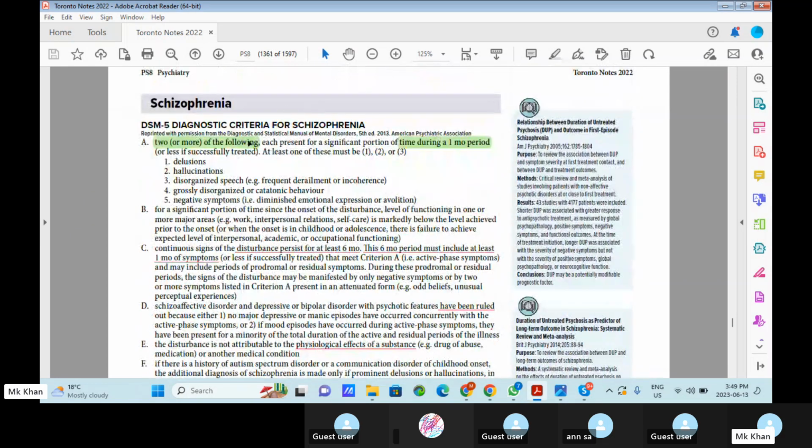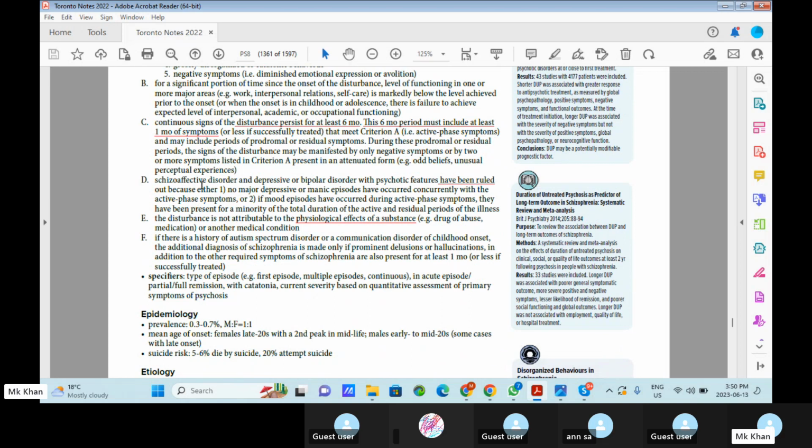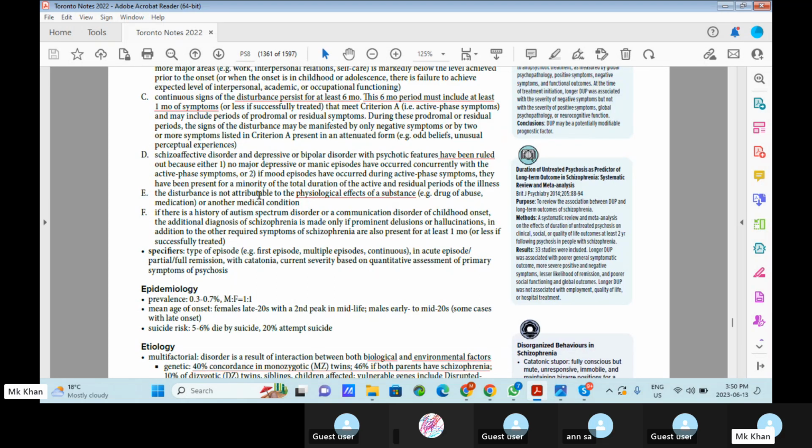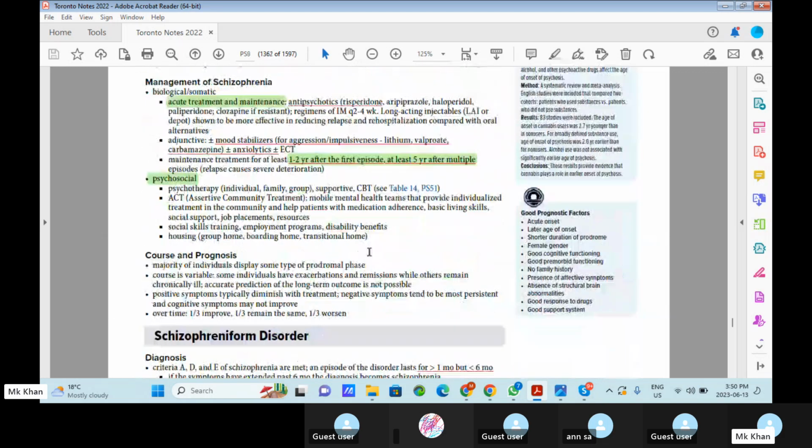The first one was two or more symptoms should be present, from delusions, hallucinations, disorganized speech, disorganized behavior, and negative symptoms. And D, schizoaffective disorder and depressive disorders have to be ruled out. And what is E? Substance abuse should be ruled out. So basically A, D, and E criteria should be met.